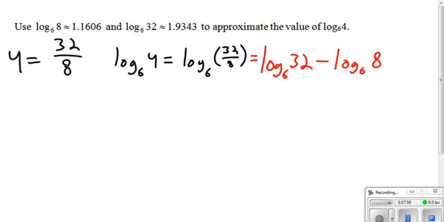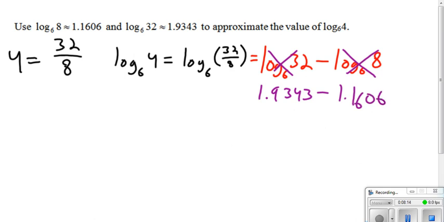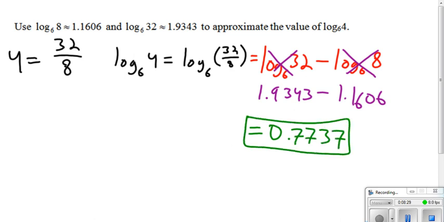Now at this point we know that log base 6 of 32 is actually 1.9343, and log base 6 of 8 is actually 1.1606. So we just have 1.9343 minus 1.1606. So in the end, our value equals 0.7737. And that would be our approximation value.